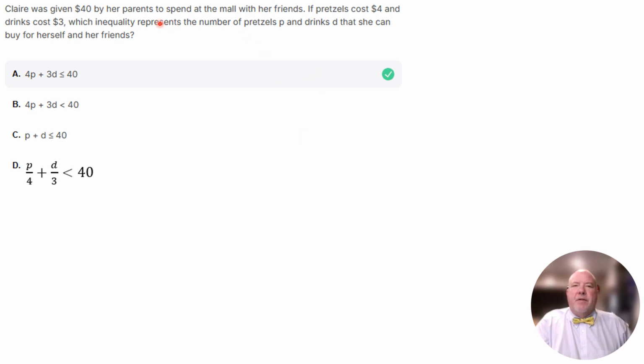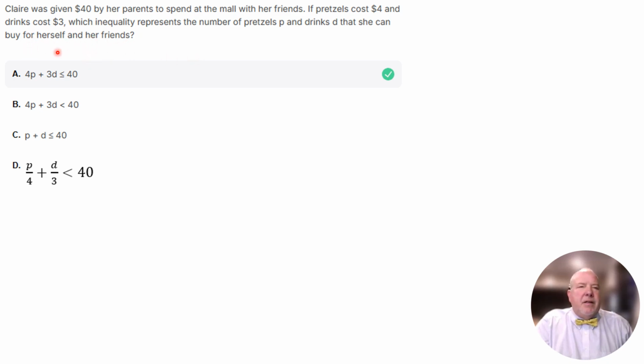So, Claire was given $40 by her parents to spend at the mall with her friends. If pretzels cost $4 and drinks cost $3, which inequality represents the number of pretzels P and drinks D that she can buy for herself and her friends?